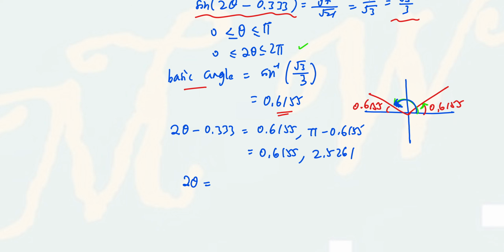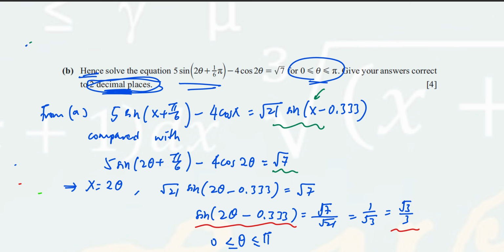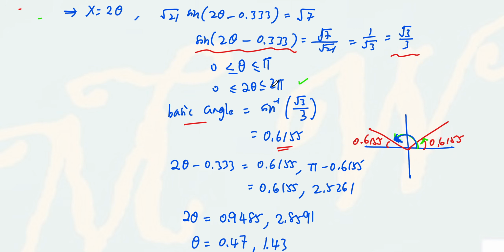And now here to solve this, first of all, move the 0.333 to the right side. So it becomes plus. So you will be getting 0.9485 and 2.8591. And then divide by 2. So my theta, now when you divide by 2, you can just give your answer correct to 2 decimal places. So here it will be 0.47 and the other one is 1.43. Okay, so done for this question.